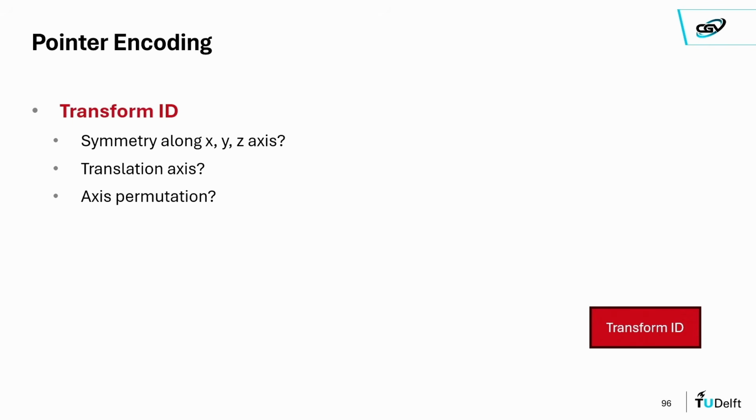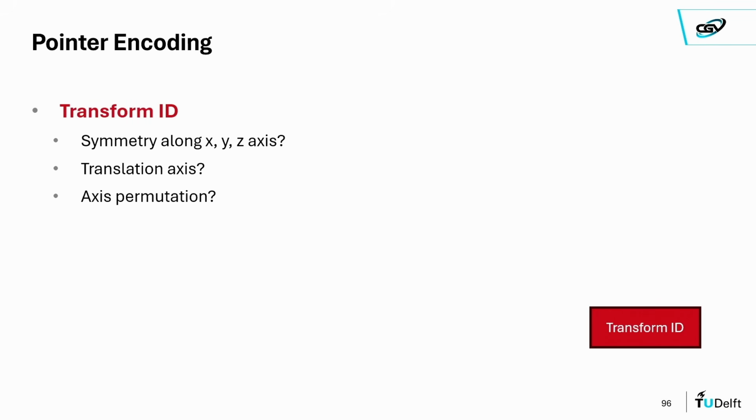So we start with what we call the transform ID. It consists of 3 bits, which store the symmetry, so X, Y, and Z symmetry, and the combination of those. Then we have another 3 bits for the translation, so whether there is a non-zero translation along the X, the Y, and the Z axis. And then we have the axis permutation, so how we reorder the X, the Y, and the Z axis. Now there's 6 different options there.